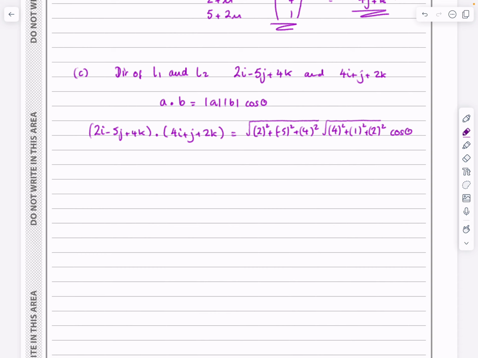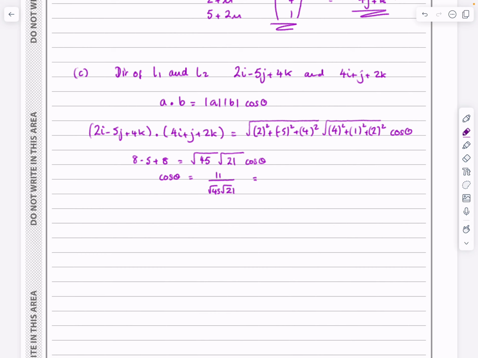So you can do this as quickly as you want to. Here, I'd say that's 8 minus 5 plus 8 is equal to 11, and then I've got root of 4, 25 and 16, that's 45. Square root of 16, 1 and 4, that's 21. Cos theta, you go straight to the answer really from here. If I tied it up a little bit, I could say cos theta is 11 over root 45, root 21. But only in terms of my calculations, you wouldn't leave anything like that.